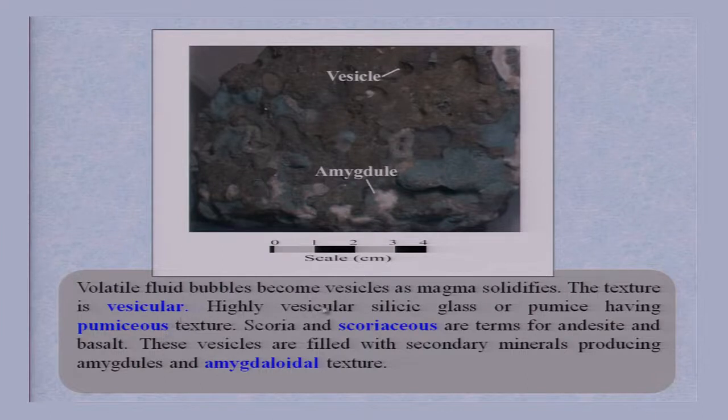Volatile fluid bubbles become vesicles as magma solidifies, and the texture is vesicular. Highly vesicular silicic glass is pumice, having pumiceous texture. Scoria and scoriaceous are terms for andesite and basalt. Although the rock is basically pumiceous, if it is basalt or andesite, it is better to call it scoriaceous rock. These vesicles are filled with secondary minerals producing amygdules, or amygdaloidal texture.